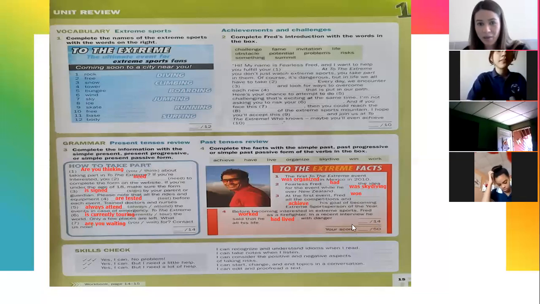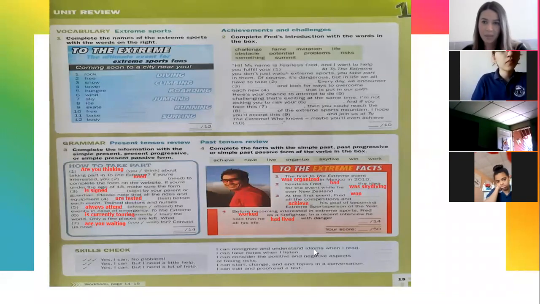So say what is true here. I can recognize and understand idioms when I read: 1, 2, or 3 checks. Be honest. ¿Puedes reconocer idioms cuando lees? One, 2, or 3 checks. Okay. No problem, but I need a little help, or but I need a lot of help.